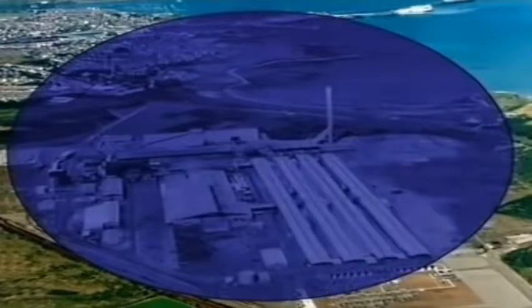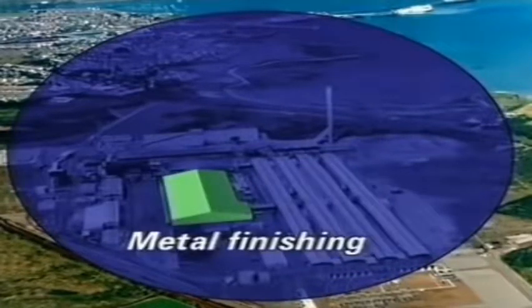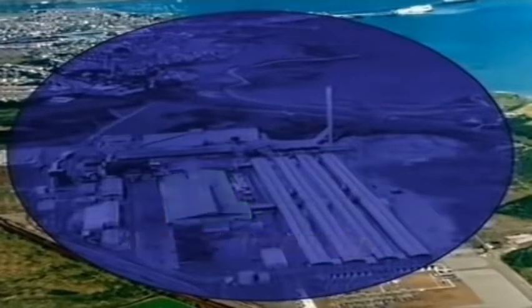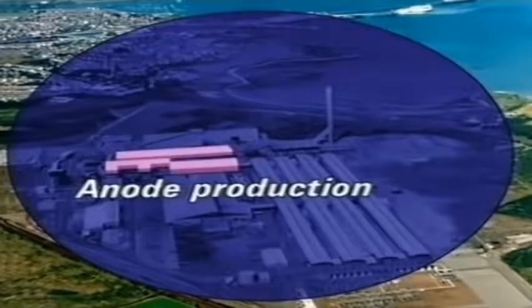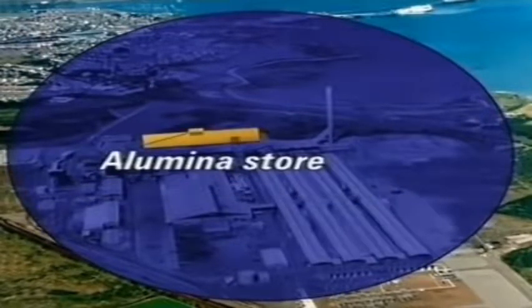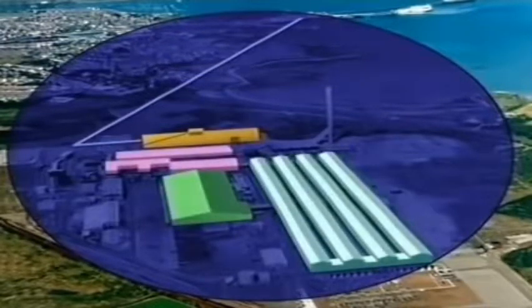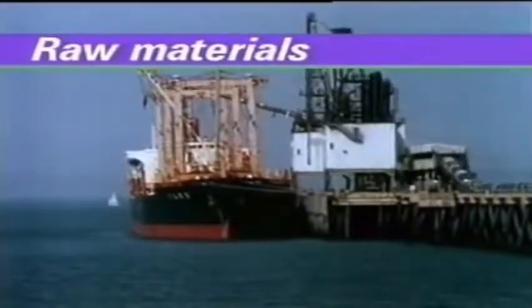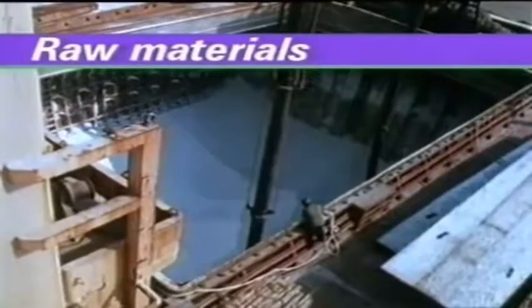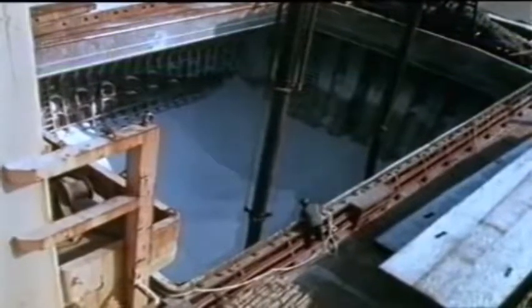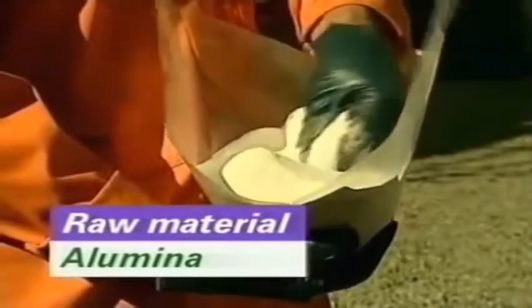The aluminium is alloyed and cast in the metal finishing shops. Anodes for the process are produced here. Aluminium oxide, often called alumina, is stored here, fed by an underground conveyor belt from the docks. This white powder is alumina. The aluminium is extracted from it. Alumina is imported from Jamaica, Ireland and Spain, where it's been purified from bauxite ore.